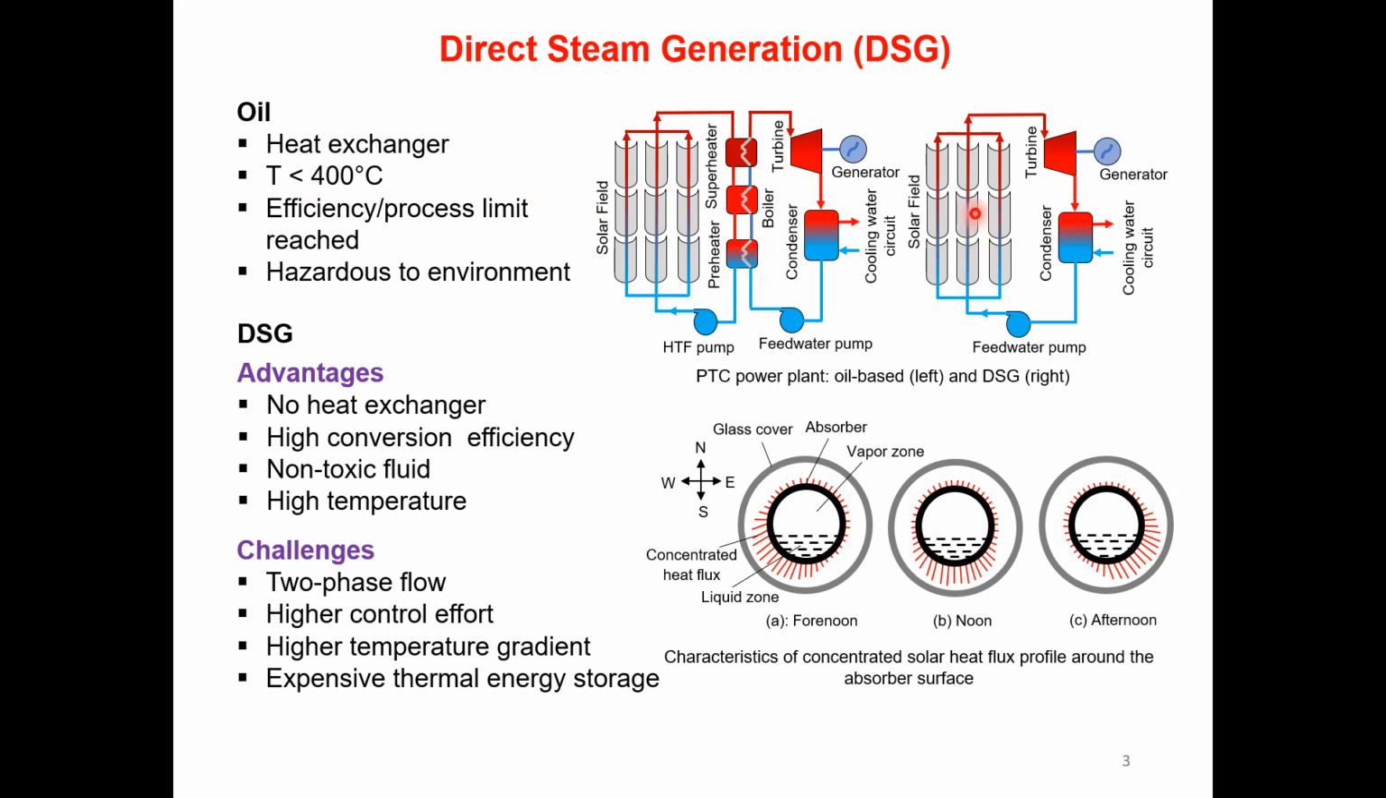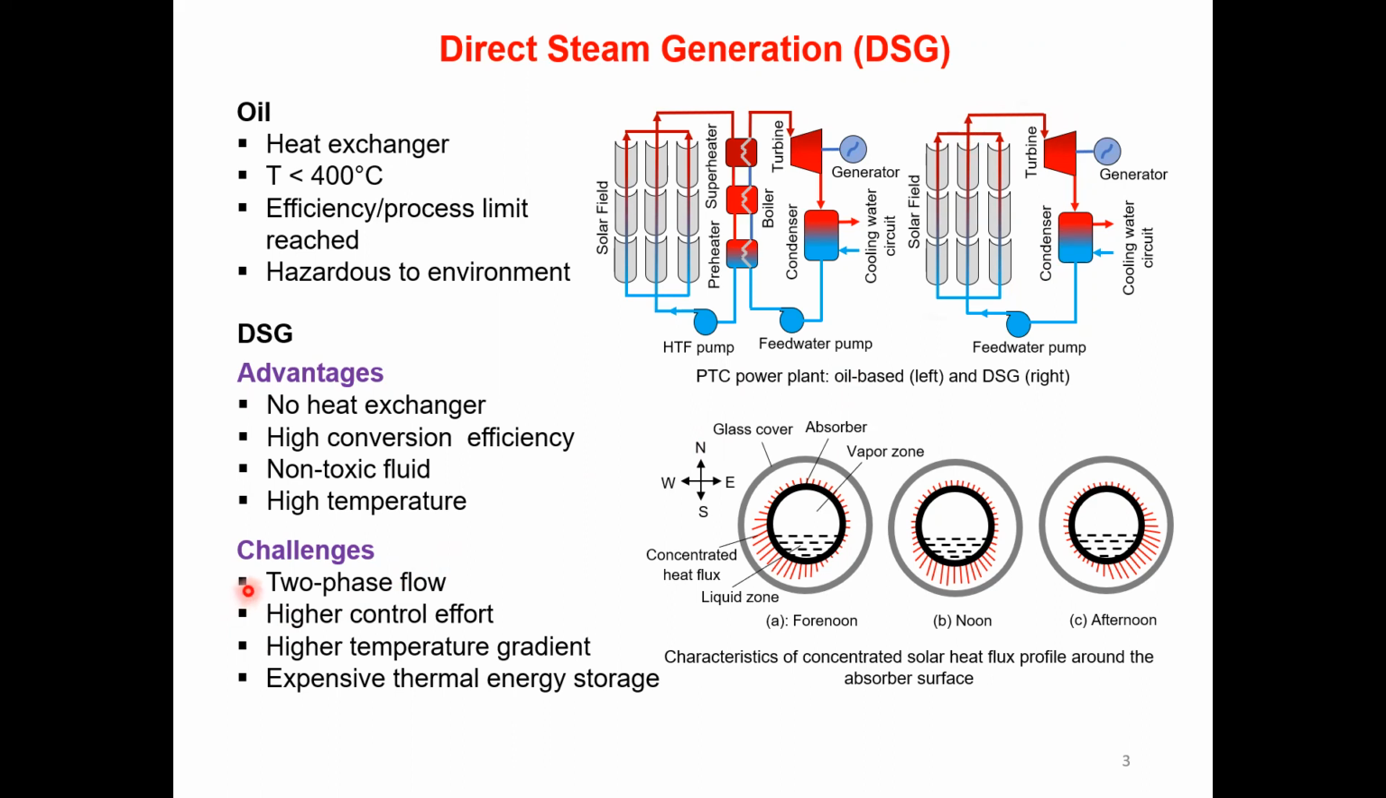In case of direct steam generation, water is used as heat transfer fluid in the solar field and steam is generated in the solar field itself. Here, there is no requirement of an oil-water heat exchanger, hence investment cost is lower. Further, the steam could be generated at higher temperature, which increases the power block efficiency.